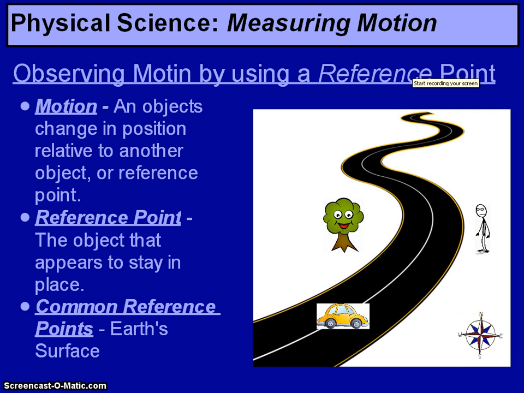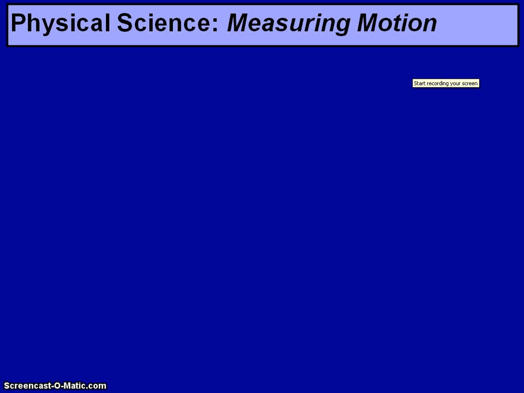And when we're talking about common reference points, we're pretty much talking about any point on the Earth's surface, be it a tree, some poor guy along the road, or, oh, I don't know, say a park bench. No, I'm not going to try and draw a park bench right now. Okay, so let's continue on.